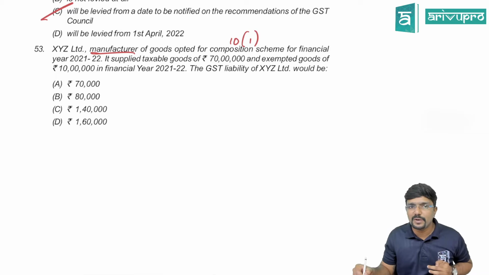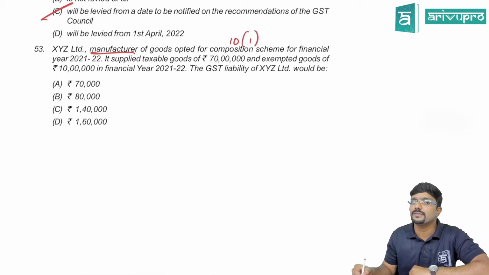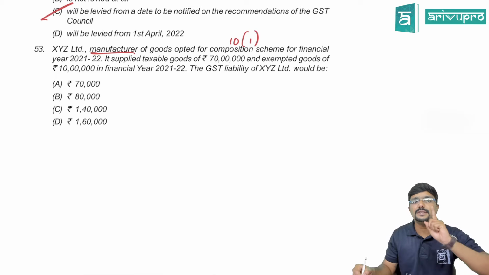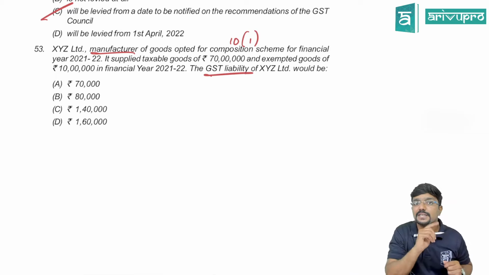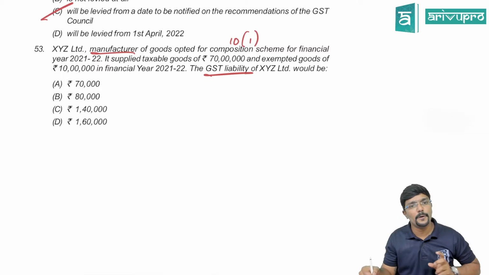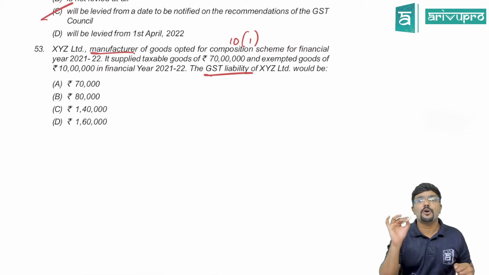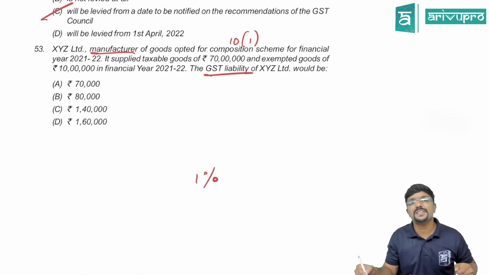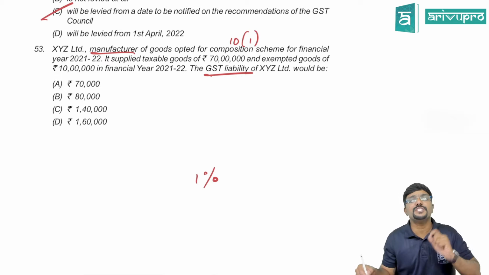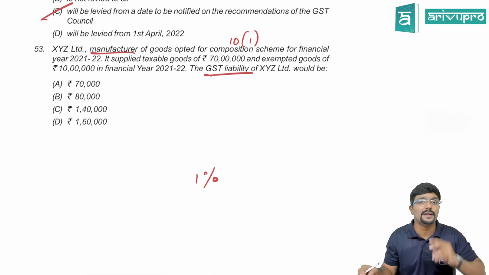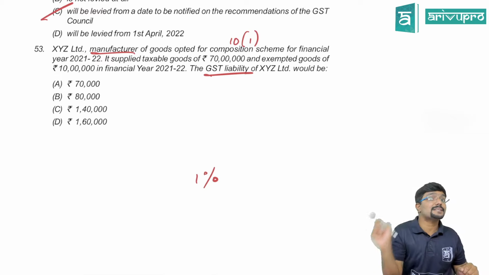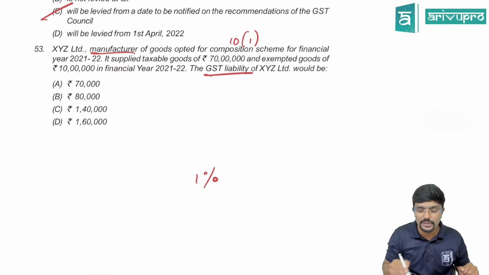For financial year 21-22, it supplied taxable goods worth 70 lakh and exempted goods of 10 lakh. The GST liability of XYZ Limited would be... see, please be careful about what they have asked. GST liability means total. Now he is a manufacturer. What is the composition rate applicable for the manufacturer as per section 10, subsection 1? 1%. 1% of which turnover? Total turnover. Very important. Here, what is the total turnover? 70 plus 10 lakh. Whereas for a trader, it is taxable turnover. Whereas for a manufacturer, it is total turnover, guys.